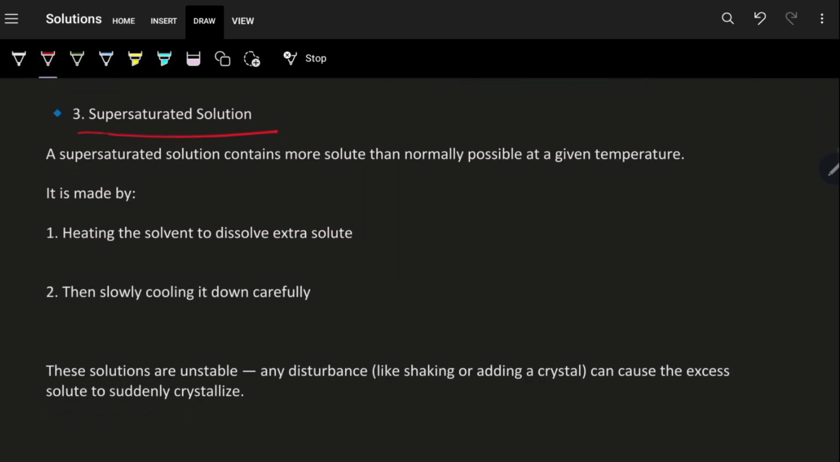Supersaturated means more than saturated. And obviously, at a given temperature, you need to do something with that. What do you need to do? Heat the solvent to dissolve extra solute, then slowly cool it down carefully. This actually is the process of crystallization. Now, these solutions are unstable. Why? Because whenever you disturb such a solution, you shake it or you add any crystal, that can cause the excess solute to suddenly crystallize. So they are not stable solutions.